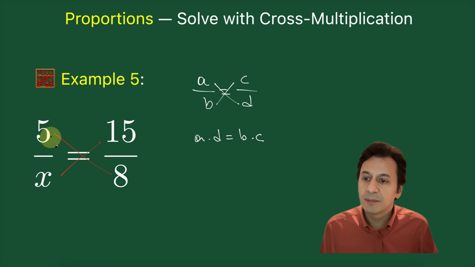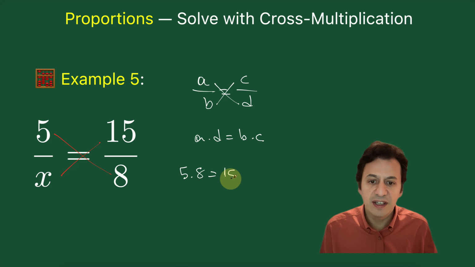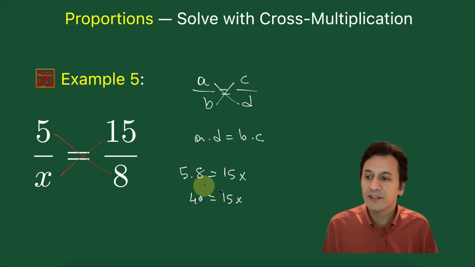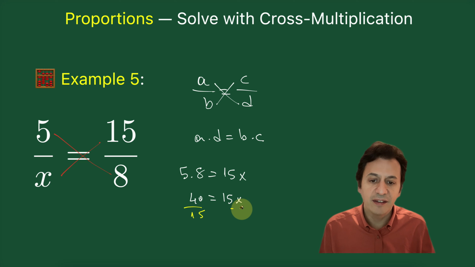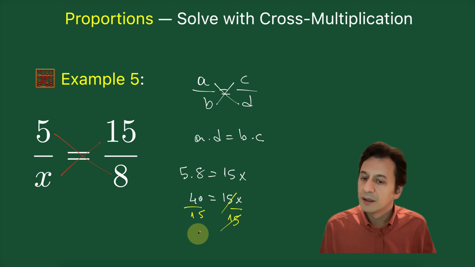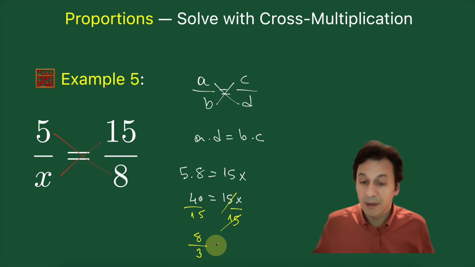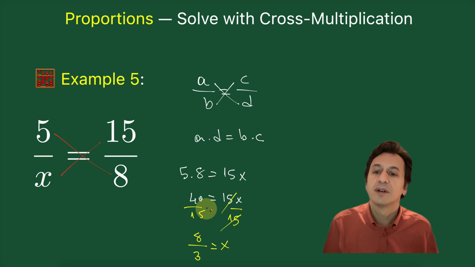Now the multiplication of 5 and 8 equals 15x. This means 40 equals 15x, and in order to find x, I divide both parts by 15 and find x. Well, let's simplify this fraction by 5 and equals x. Okay.